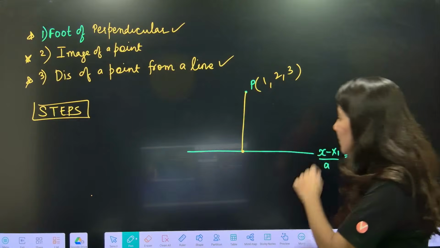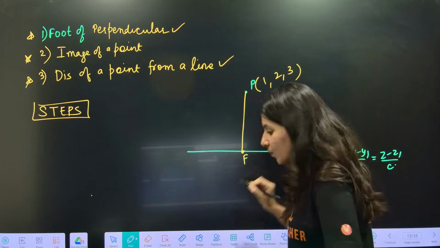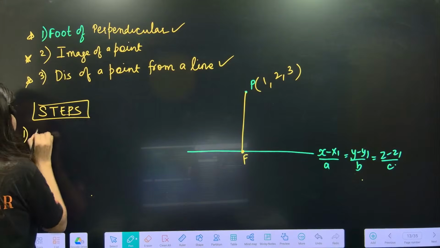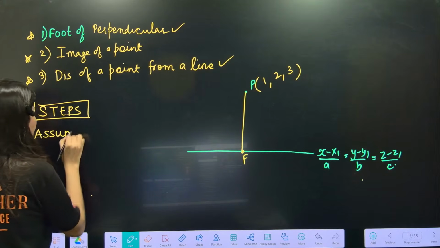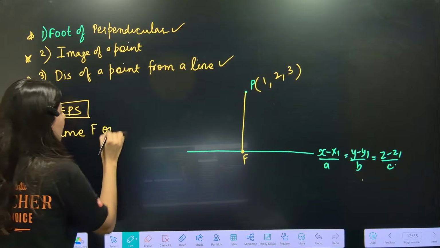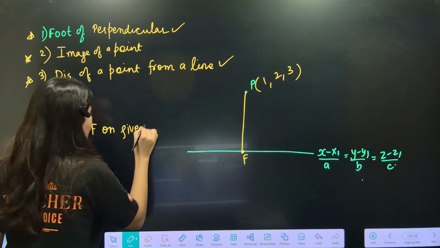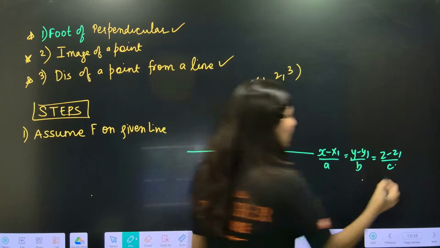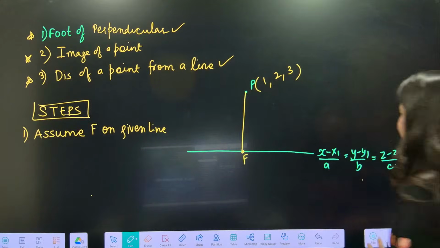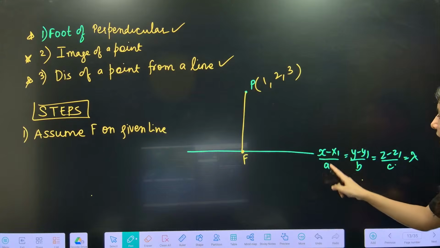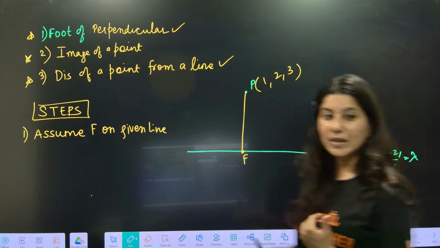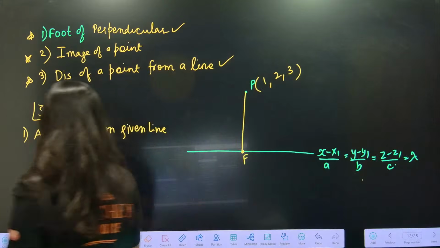So what to do? First of all, let's assume a point F on the line. The very first step is to assume F on the given line. In terms of lambda, you can assume it. How to assume any point on a line? In terms of lambda: calculate x in terms of lambda, calculate y in terms of lambda, calculate z in terms of lambda. So that is done.